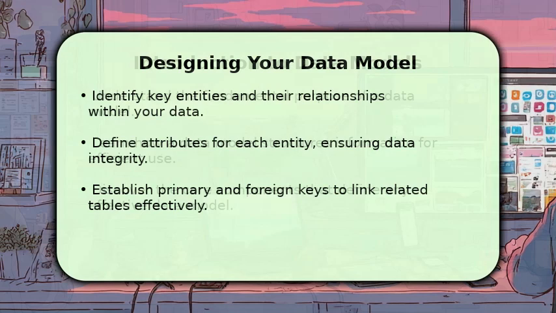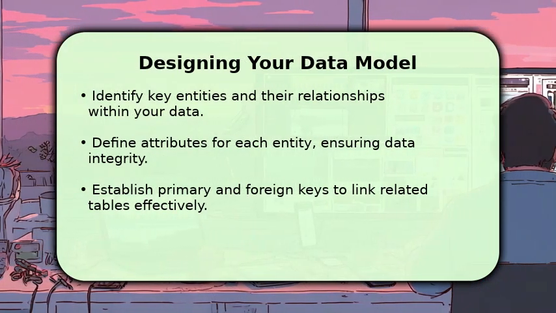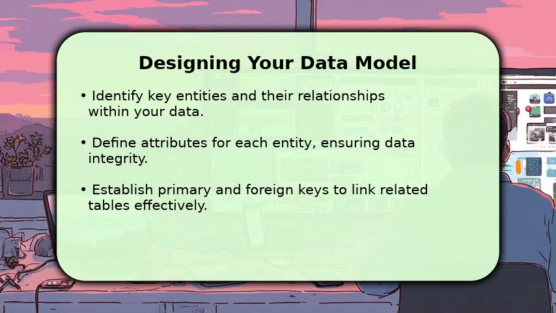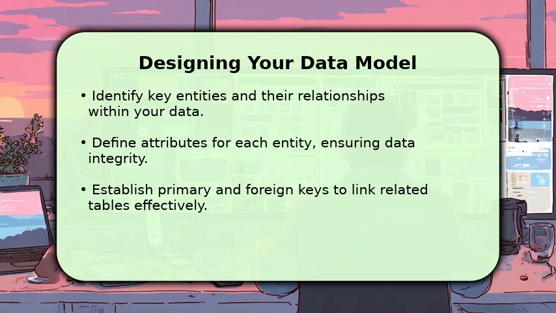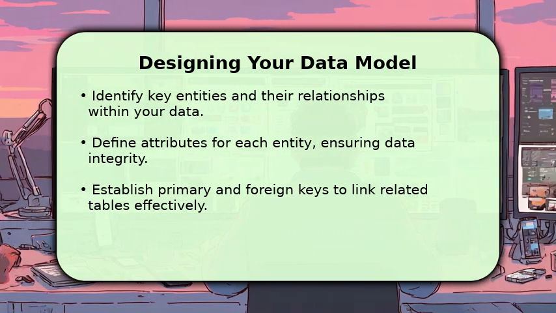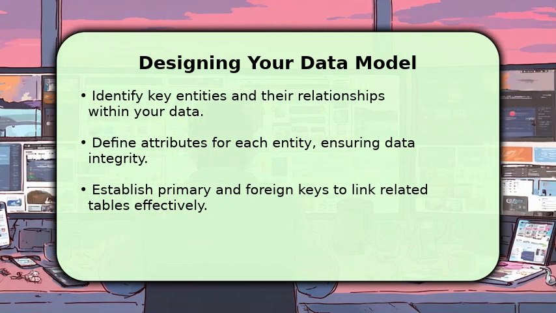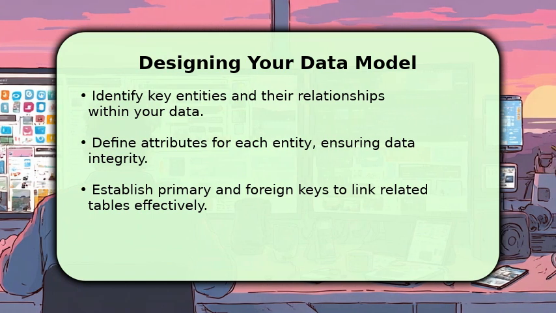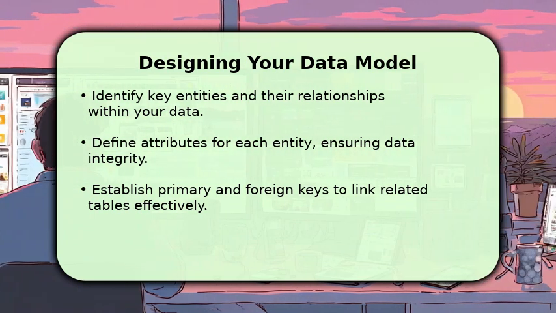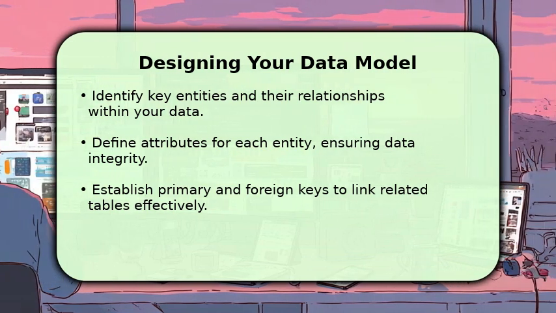users. Designing your data model begins with identifying the core entities, such as customers or products, and mapping out their relationships. For instance, one customer can have many orders. Next, define specific attributes for each entity, like a customer's name or address, ensuring data integrity. Finally, establish primary and foreign keys to link these entities, creating a cohesive and logical structure for your information.